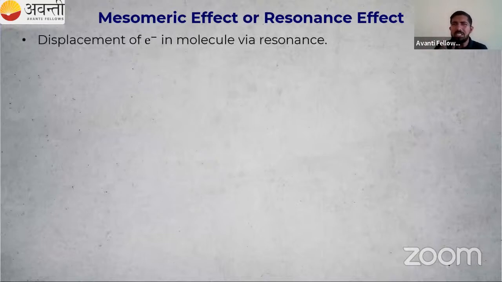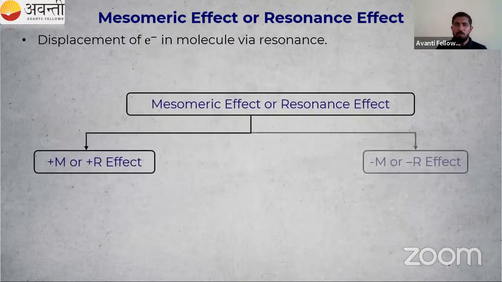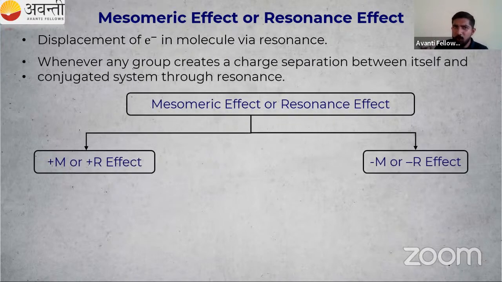We have studied the resonance effect. What is this mesomeric effect? Almost the same. There is displacement of electrons in the molecule. Electrons are moving from one place to another. Due to resonance, there is displacement, and that is known as the mesomeric effect. One more definition for you: whenever any group creates a charge separation between itself and a conjugated system through resonance, that is known as the mesomeric effect. Oh, quite difficult, right?